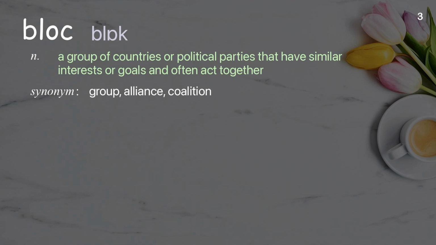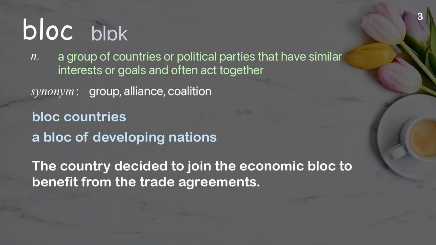Bloc. A group of countries or political parties that have similar interests or goals and often act together. Examples: Bloc countries. A bloc of developing nations. The country decided to join the economic bloc to benefit from the trade agreements.